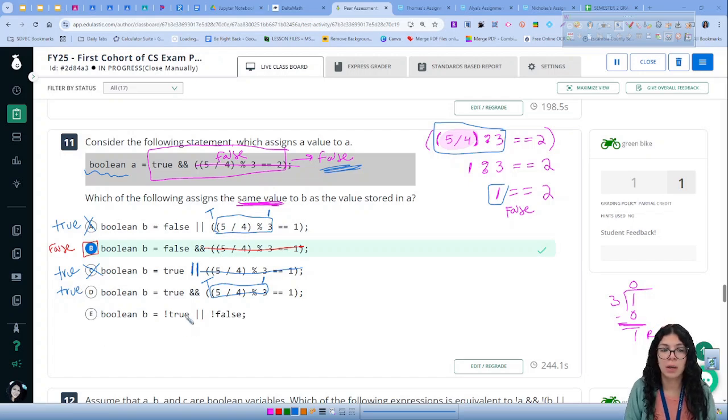And then last one, we have here not true, which is of course false. And we have not false, which is of course true. And so then the logical will be false or true, which in an or you only need one true, so that final result is true. So as you can see, the other answer options are all going to store true. The only one that stores the same value as A, false, is B.